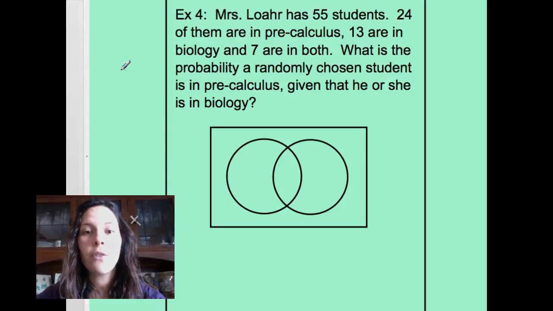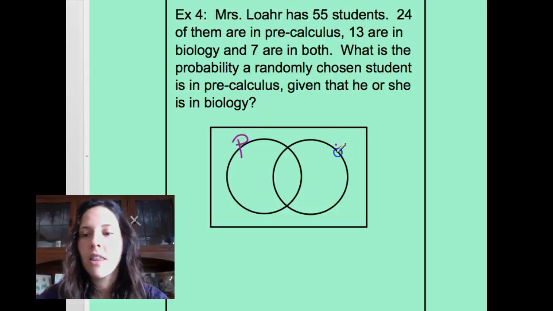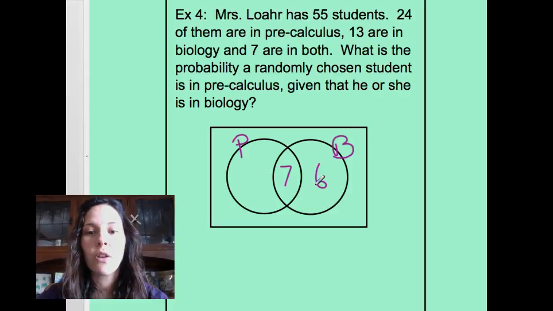So I have 55 total students, 24 of whom are in pre-calculus, and 13 are in biology. And I know that 7 of them are in both pre-calculus and biology. So again, setting up our Venn diagram, I'm going to call this pre-calculus and this biology. So we know 7 people are taking pre-calc and biology. 13 are in biology, but we subtract off those 7 that are also in pre-calculus. And 24 are in pre-calc, but again, we have to subtract off the 7 that are also in biology.